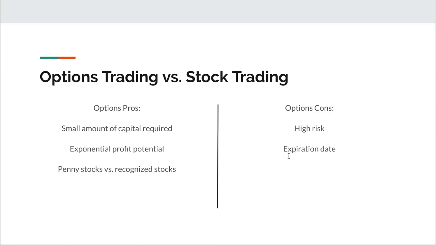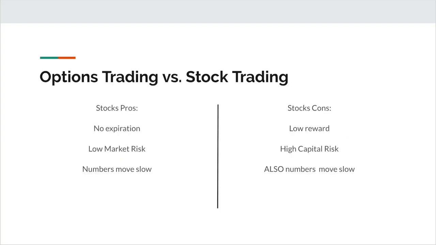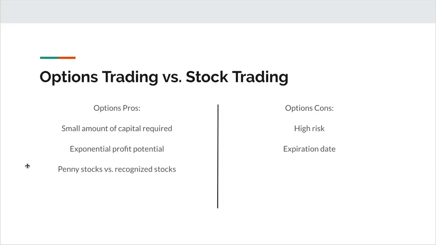So if the expiration date approaches and the stock is nowhere near that strike price that you set, that means you're going to lose the premium that you paid. But you are only required to invest a small amount of capital for you to actually make profit. As I showed you in this example, you risk 50 to make 40 rather than risking 400 to make 40. So options trading is perfect for those people with a small account.